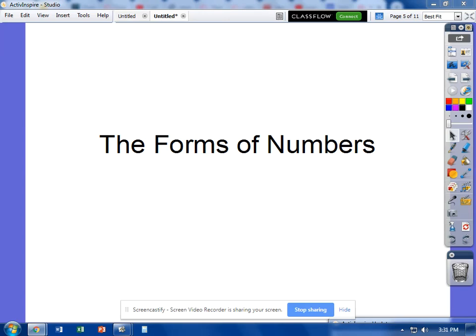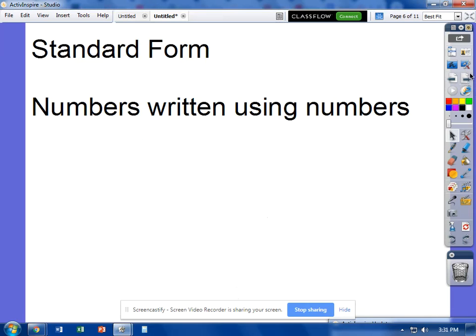Today's video is going to be a little bit longer as we go a little bit more in depth with what each of those forms is and what it means, as well as we're going to do some practice at the end, switching between the different forms of numbers to help us practice. So let's get started. The first one we're going to talk about is standard form.